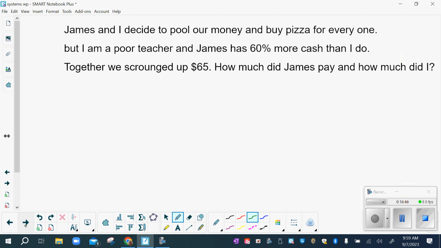And here it is. It's James and I. James Alexander and I have decided to buy pizza for a pizza party. Why not? But we don't have much money together. We only have 65 bucks. And so we're only getting Little Caesars pizza. So it's not going to be great, but come and have a piece of pizza with us. But the truth of the matter is I'm a teacher. I'm poor. I don't have much money. James has a lot more money than I do. So what we want to figure out is how much each of us are putting in. So Caesar, what would be your first step if you were doing this?